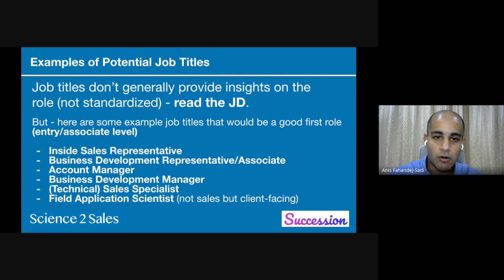On the other hand, there are some example job titles that I would suggest if you are looking at let's say entry level or associate level sales or BD roles. These are the sorts of job titles you should look for. So inside sales, business development representative or business development associate, account manager, business development manager. The last two are somewhat sales. So like technical sales specialist, you don't carry a quota, but you will be working hand in hand with a sales rep or an account manager to help sell and troubleshoot technical questions for the client.